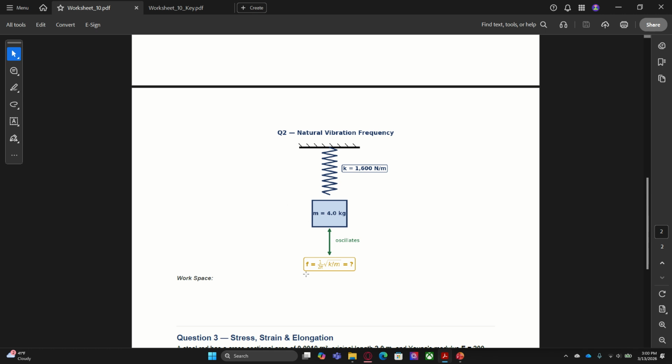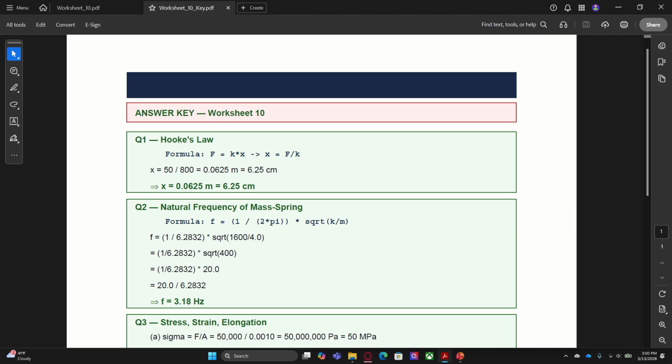The frequency equation for this is going to equal 1 divided by 2 pi, that entire fraction multiplied by the square root of the spring constant divided by the mass. If we plug in all of our numbers correctly, what we end up with is 1 divided by 2 pi, or 1 divided by 6.2832 approximately, multiplied by the square root of 1,600 divided by 4.